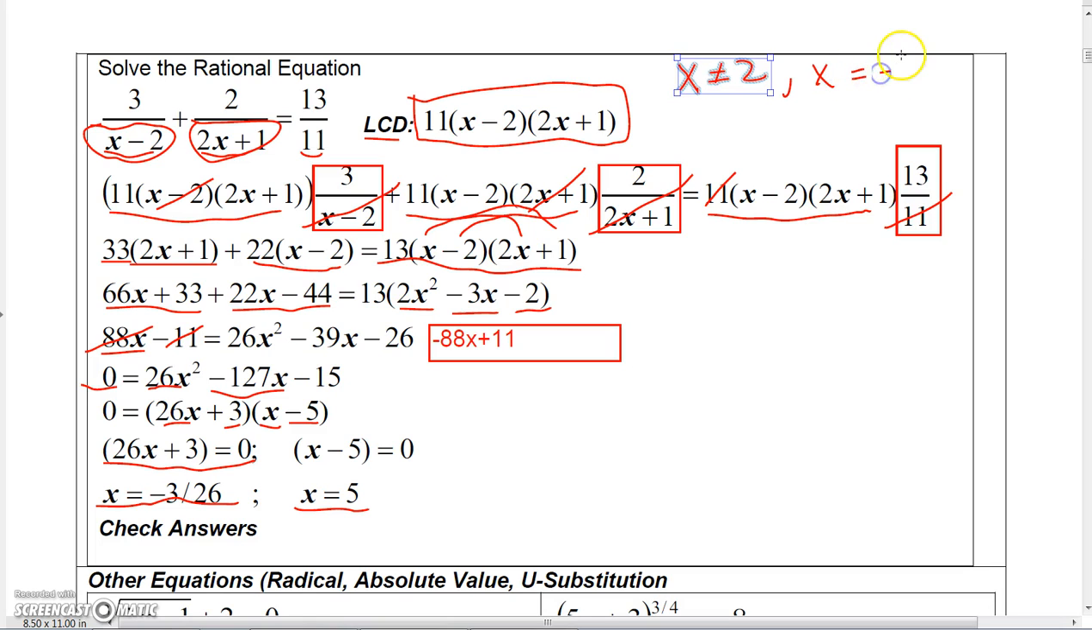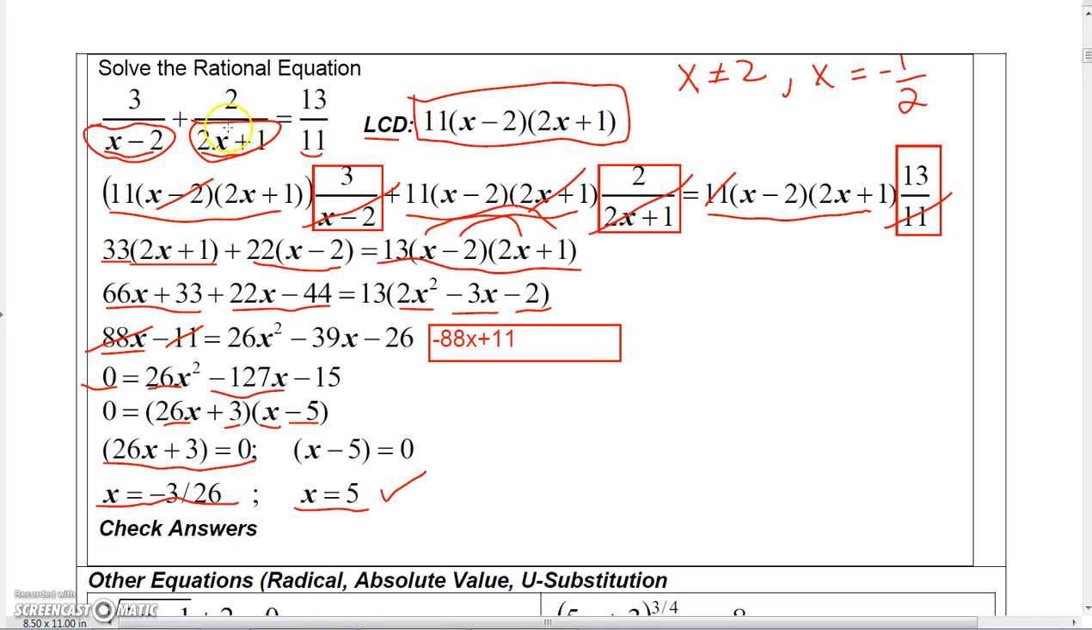Now the reason I'm telling you this is because there are some problems where you might get one of these answers that are not allowed, or not in the domain. You might get one of those answers down here in your final answer. Now we didn't this time, but if that ever happens, then you've got to toss that answer out, because that's an answer that does not work. So just keep that in mind. Alright, so that's how you solve a rational equation.